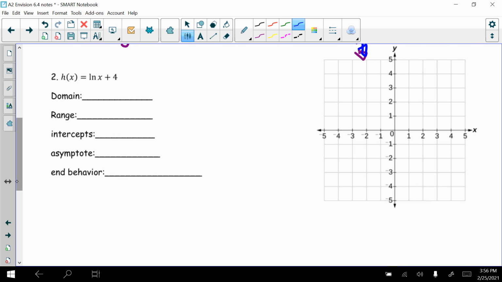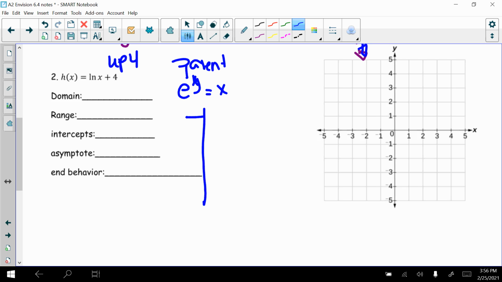Let's look at number 2. H of x equals the natural log of x plus 4. All that this is going to do is shift it up 4 units. So our parent, e to the y is equal to x. Pick -2, -1, 0, 1, and 2. E to the -2 power is 0.14. E to the -1 is 0.37. E to the 0 is 1. E to the first is 2.72. E squared is 7.4.